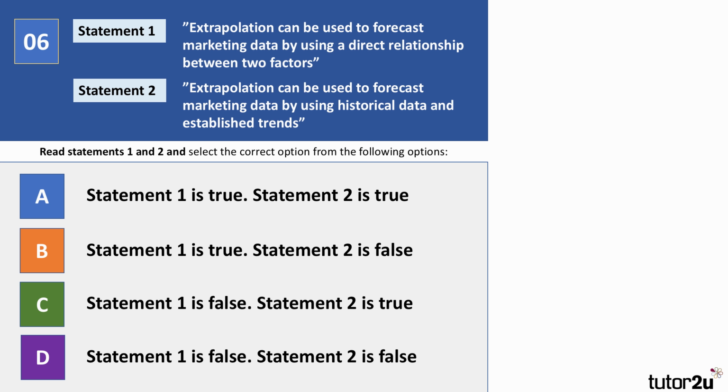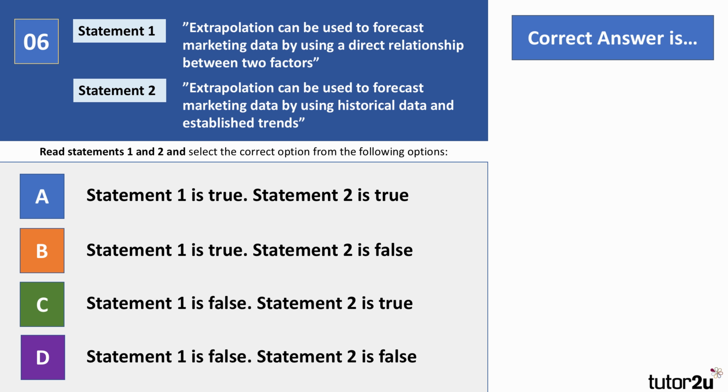Well, statement 1 is false. Extrapolation, direct relationship between two factors, well, that is actually describing correlation, not extrapolation, so that's false. Statement 2, however, well, that's true, isn't it? That is almost a good definition of extrapolation, the use of historical data and established trends to forecast marketing data, perhaps looking at the sales growth trend and then extrapolating that forward over a number of years under different scenarios to give you a sales forecast. So statement 2 is true, therefore the answer is C.